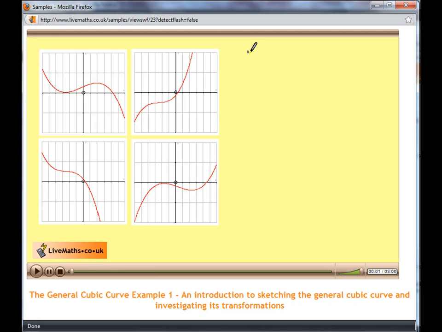We consider our general cubic, y is equal to ax cubed plus bx squared plus cx plus d. The most important term in terms of large values of x is the x cubed, and therefore the value of a is of crucial importance in determining what happens to the curve at the extremities.